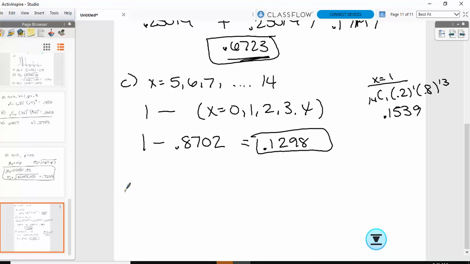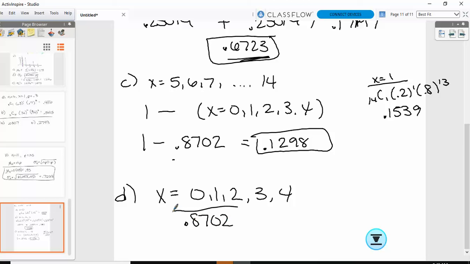All right, and D. The probability that no more than 4, so that means 0, 1, 2, 3, or 4. And that's the opposite of what we did on part C, or didn't we already find no more than 4 when we did part C? Yeah, it's that 0.8702. So basically it's the opposite of the answer we got in part C, 1 minus that.